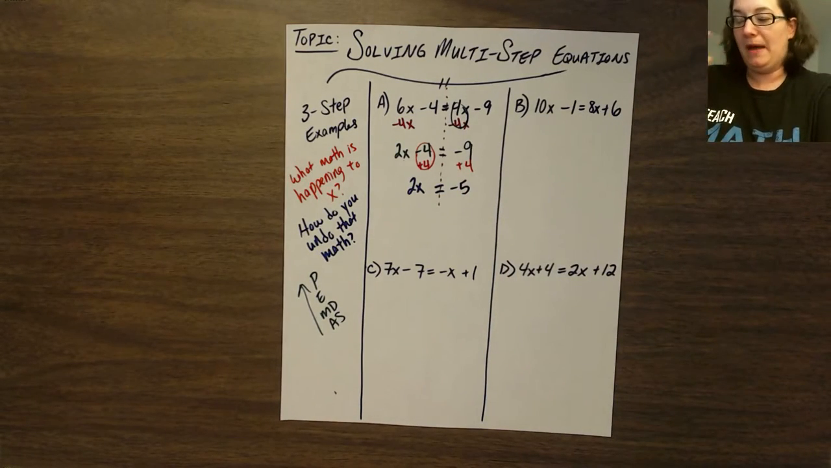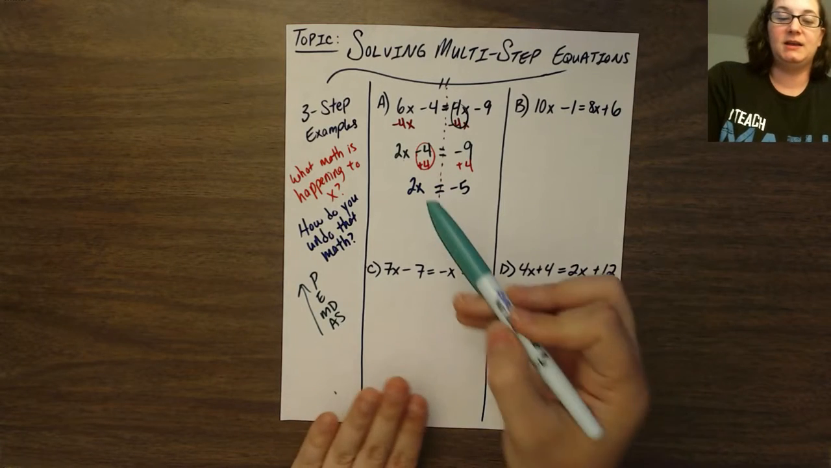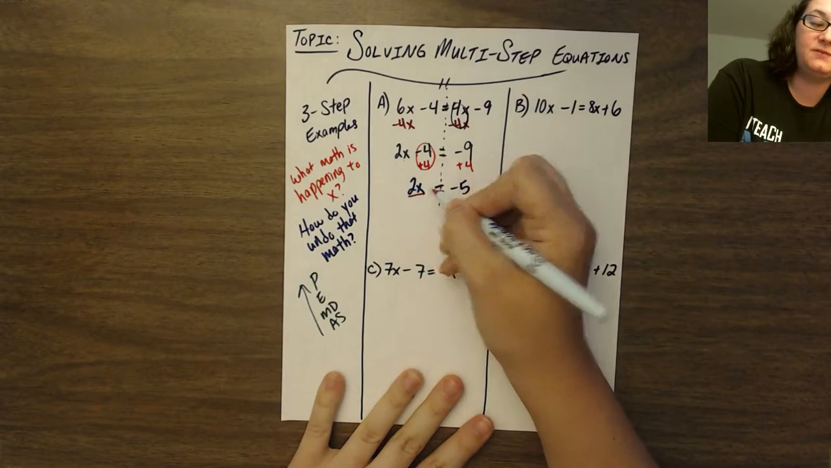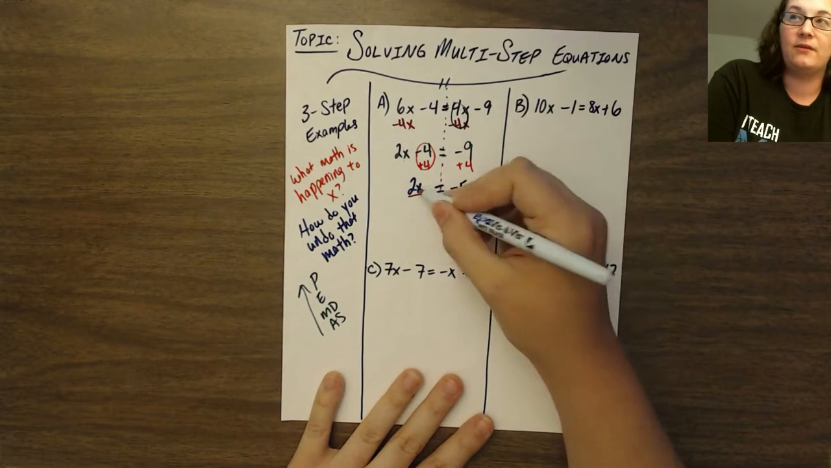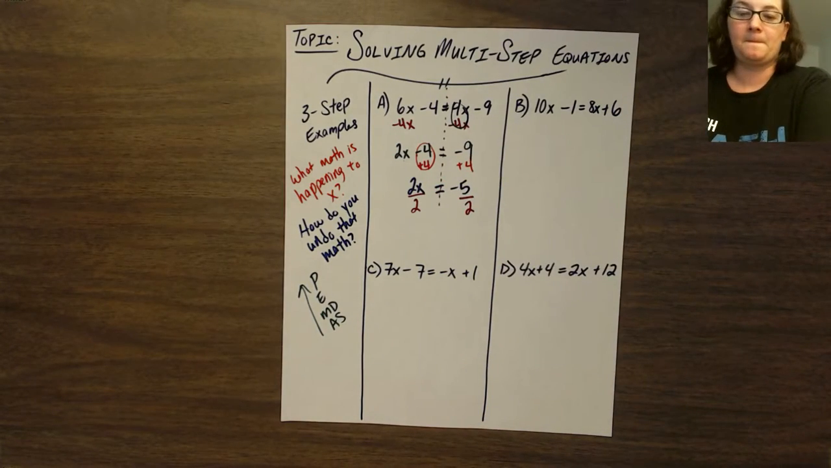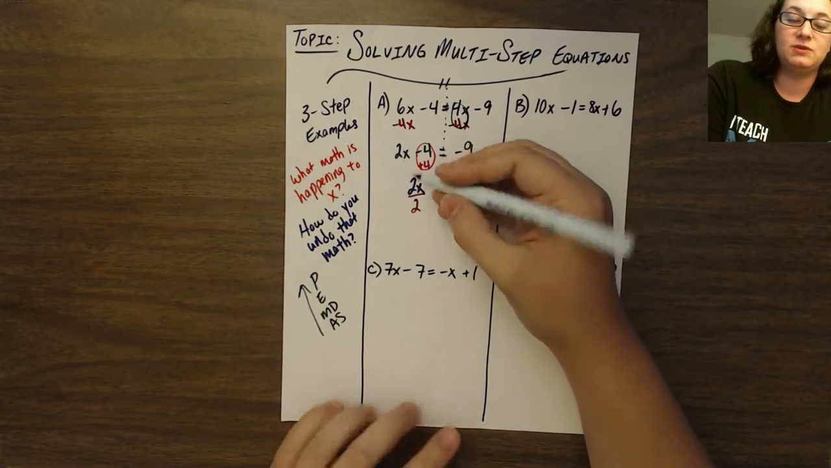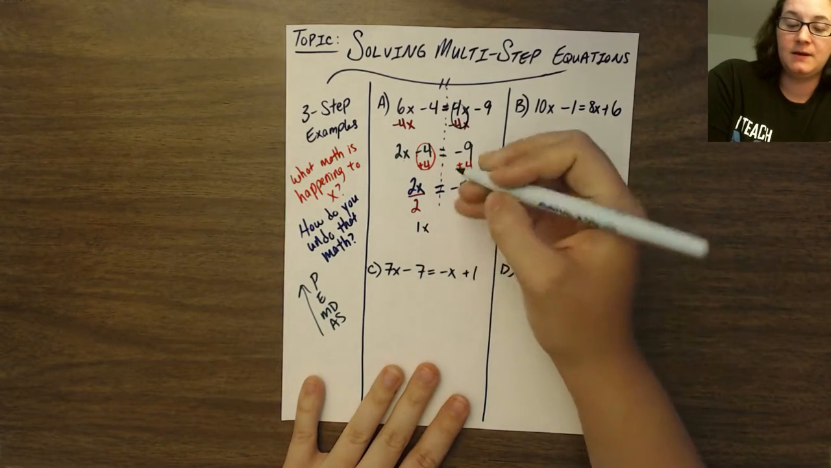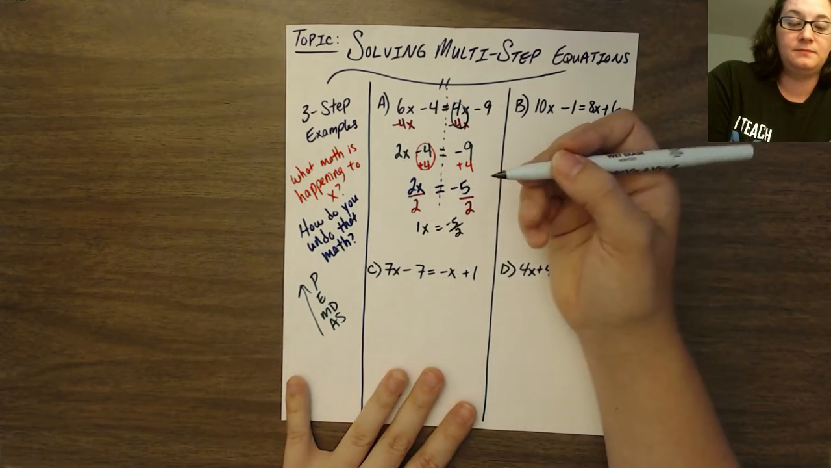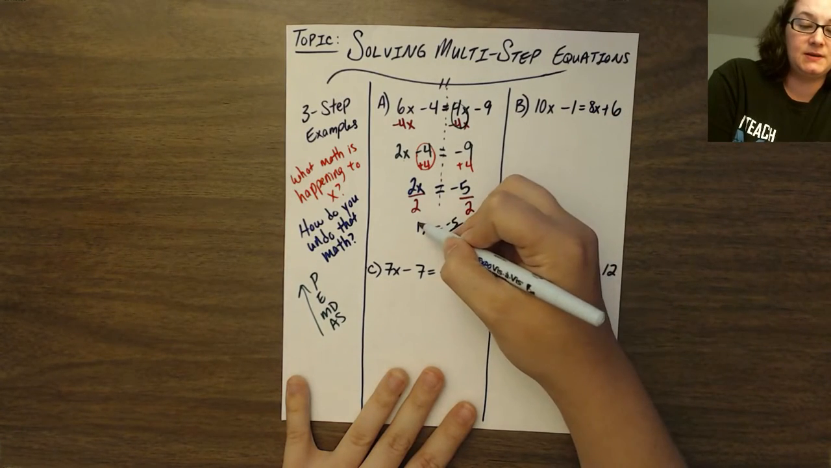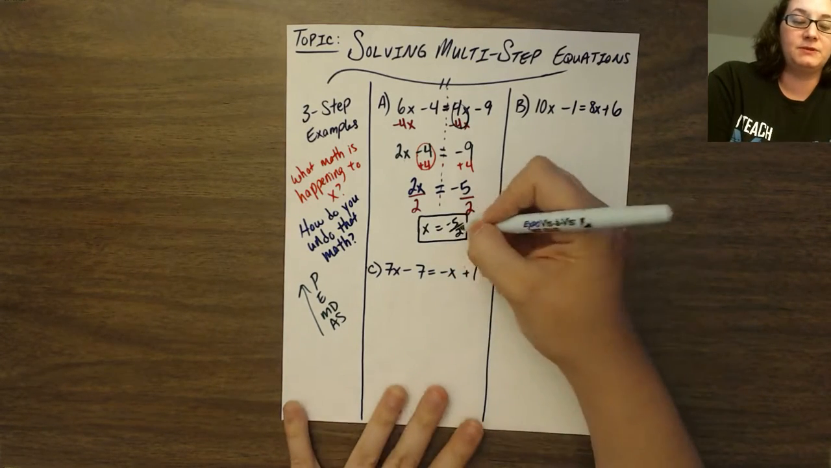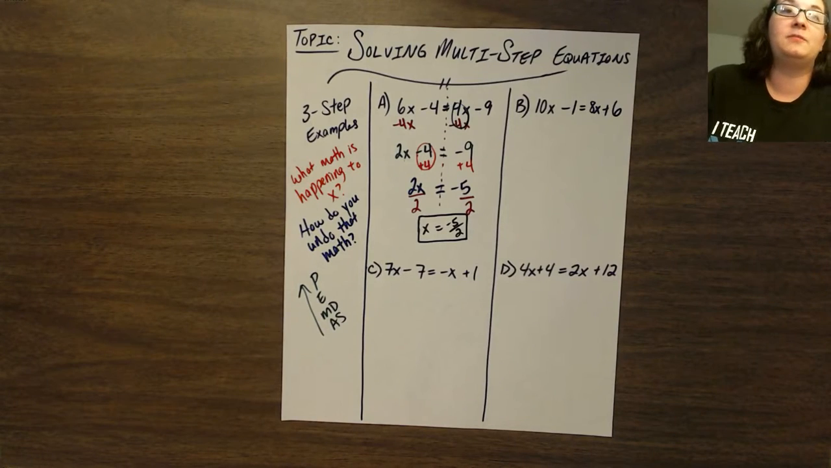And then again, what math is still happening to x? It's being multiplied. How do I undo that math? The opposite of multiplication is division. And I put a line under everything I'm dividing. Two divided by 2 is 1. X equals negative 5 over 2. I don't always have to write the 1. You could also just write x equals negative 5 over 2. And that would be your answer for that one.